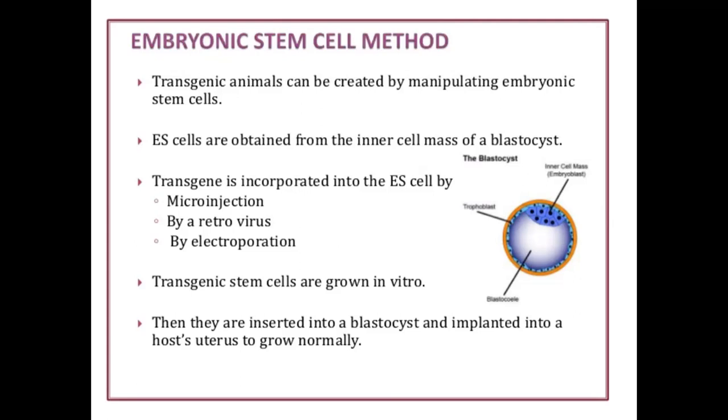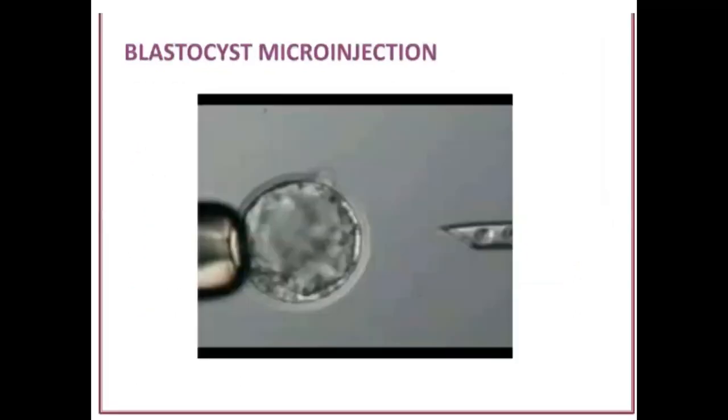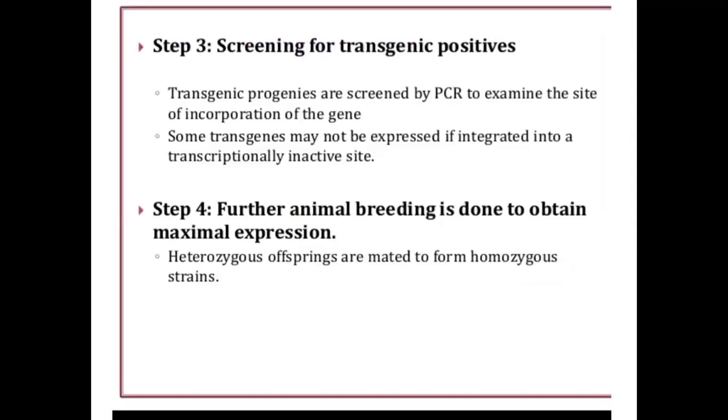Before that time, we have to take care of the microinjection method, the retroviral method, and the electroporation method. Here we are choosing the embryonic stem cell method, by which we can create or manipulate the embryonic stem cells. So this is the diagram of the blastocyst microinjection method. Then step 3 involves the screening for transgenic positive. Once we have done the process, we have to know whether we have completed it successfully.